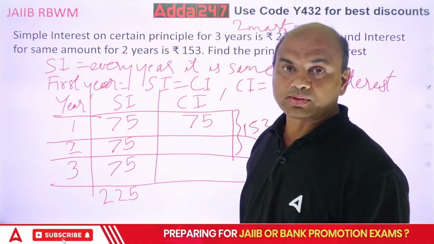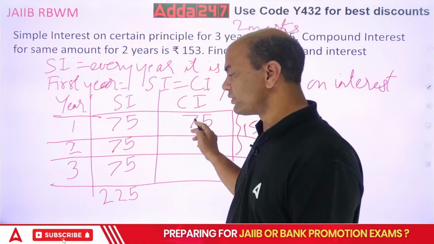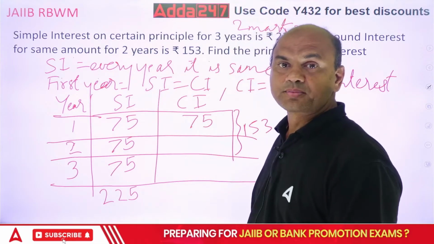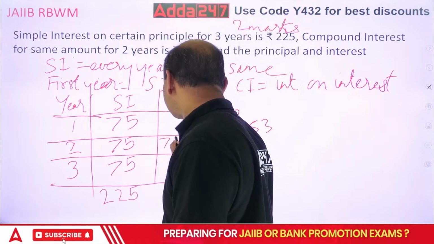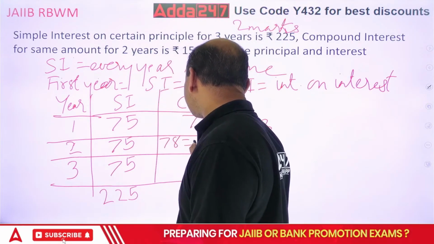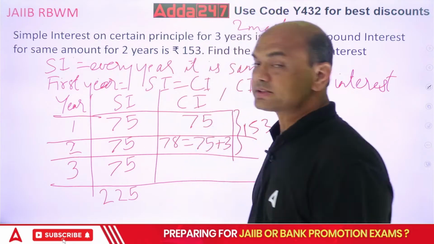What is my total? 153. If the total is 153 and the first year is 75, what will be the second year then? 78. So 78. I will write it like this: 75 plus 3. See, what did I say?